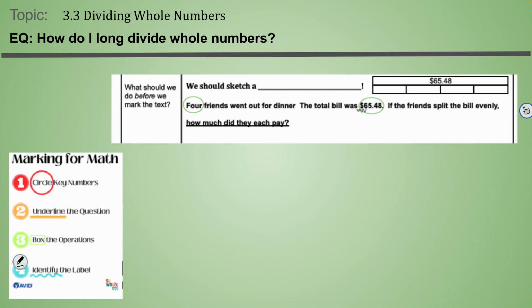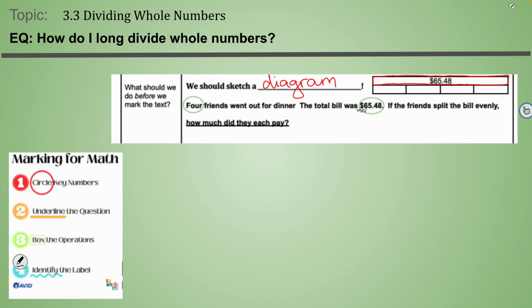But here's an example of what you could do before you mark the text. We could sketch a diagram. Some people call these tape diagrams. You could also just call it a graph or a grid. And someone also pointed out that this looks a little bit like a ratio table, but this is the whole, the $65.48 we're going to talk about.